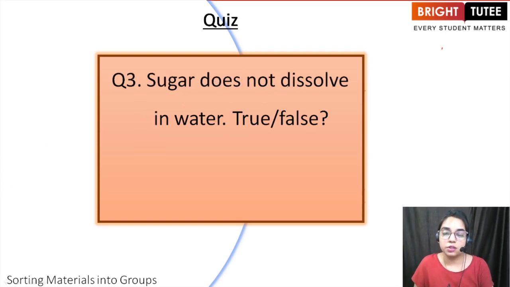Sugar does not dissolve in water. Is it true or false? So children, this is completely false. Why? Because sugar is completely soluble in water. You might have made lemonade several times, right? And whenever you put sugar into water, it will completely disappear. That is, sugar dissolves in water. Okay, so let's move to the next question.